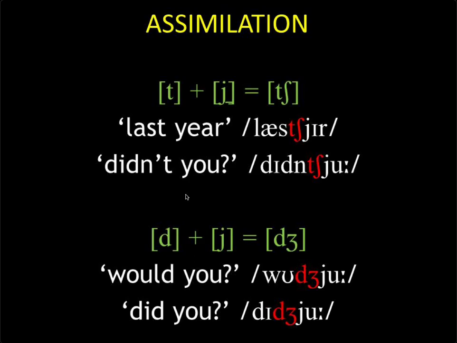Okay? And similarly, D plus Y might become J. So would you might be pronounced as would you. And then later we're going to see this you might become Y, a schwa, so would ya. And did you might be assimilated to J and become did you, or making the you a schwa, did ya.